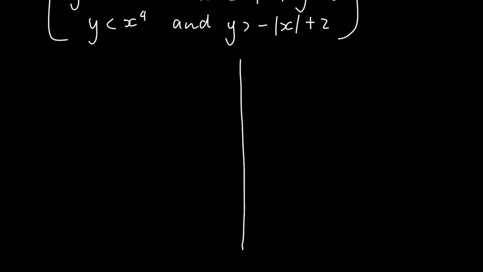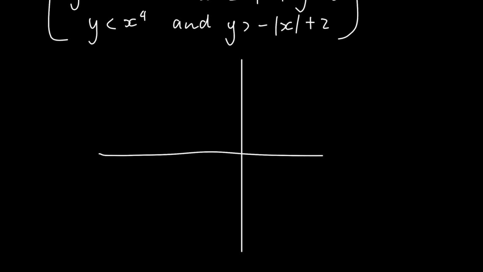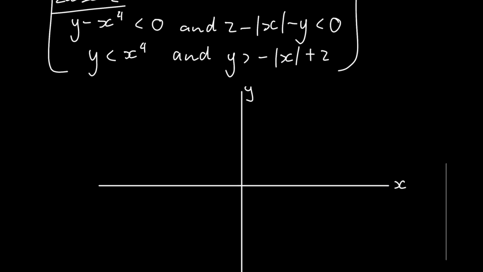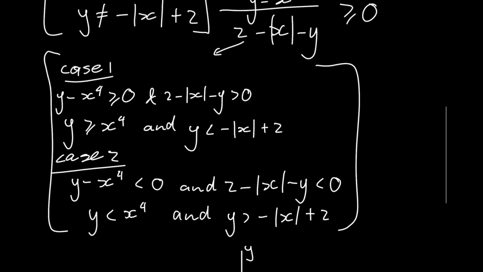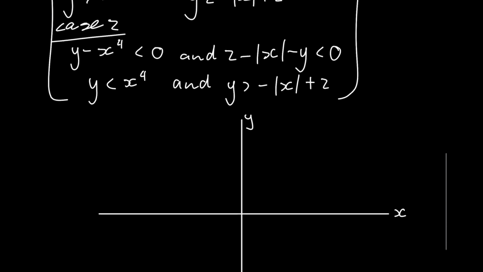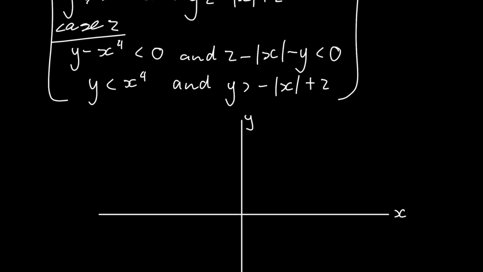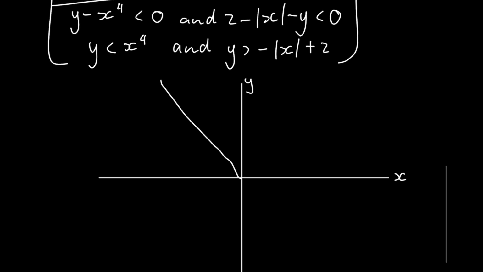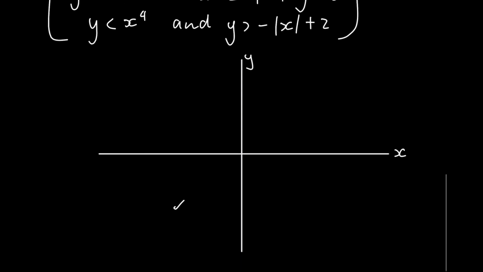So here are our axes, our x and y axis. And now we need to look at the defining curves of the domain, which is the negative absolute value of x plus 2 and x to the power 4. So what does negative absolute value of x plus 2 look like? Well, the absolute value of x looks something like that. So negative absolute value of x looks something like that. And we shift that 2 up, so negative absolute value of x plus 2 looks something like that.